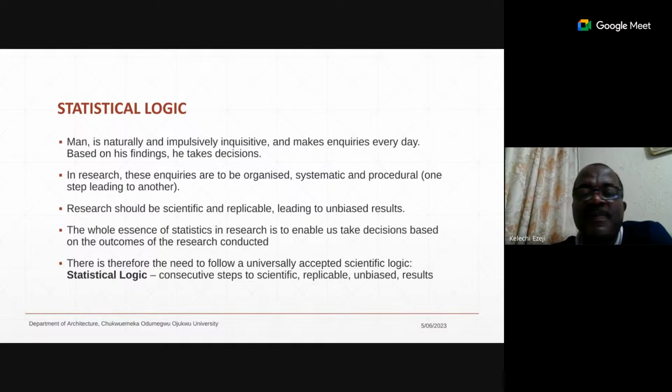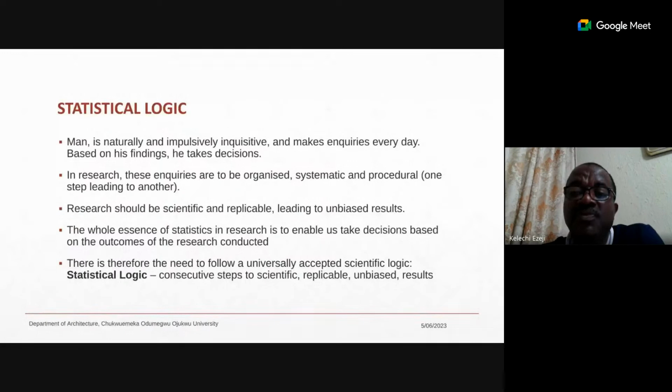Research is also a kind of inquiry, but it is not like the casual inquiry that people make on a daily basis when they wake up and see that the sky is a bit cloudy, and they want to know, is there going to be rain, and take decisions on such things. No, in research, these inquiries have to be organized, systematic, procedural, in other words, one step leading to another, interconnected steps, and that research itself should be scientific, and it should be replicable, leading to unbiased results. So the whole essence is to enable us take decisions.